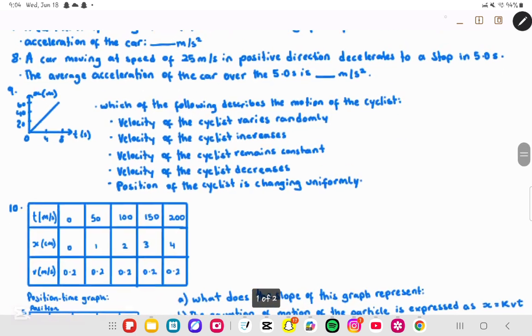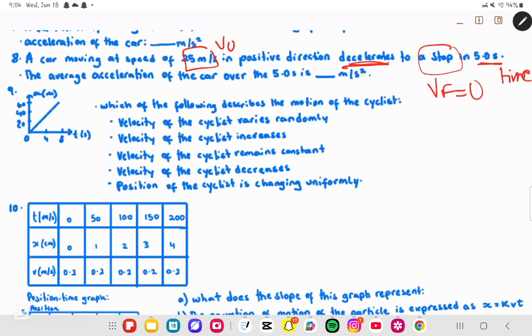Okay, we move on to question number 8. A car moving at speed of 25 meters per second, this is V initial, in the positive direction decelerates, important, decelerates to a stop in 5 seconds. To stop, that means V final is equal to 0 in 5 seconds. This is the time. They want the average acceleration over the 5 seconds.